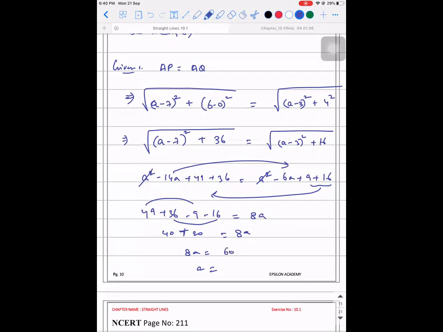So 60 means how much will we get? 60 by 8, that is 15 by 2, which is 7.5. So the required coordinate will be (15 by 2, 0), that is (7.5, 0).